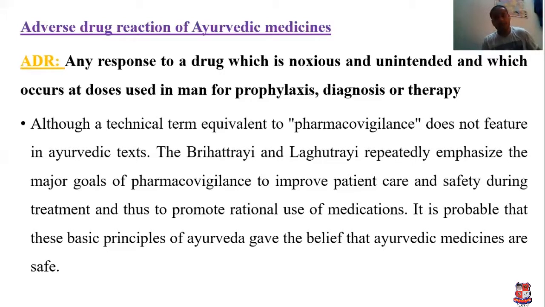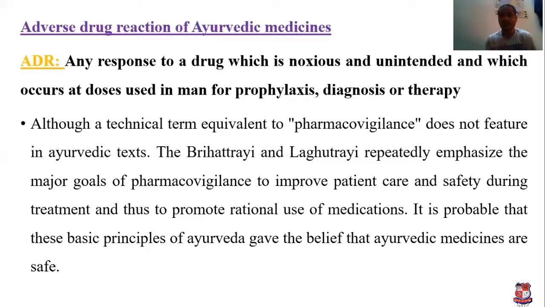Although a technical term equivalent to pharmacovigilance does not feature in Ayurvedic texts, the Brihatrayi and Laghutrayi repeatedly emphasize the major goals of pharmacovigilance: to improve patient care and safety during treatment, and thus to promote the rational use of medications. It is probable that these basic principles of Ayurveda gave rise to the belief that Ayurvedic medicines are safe. Now, by knowing the pharmacovigilance of a drug, we can improve patient care and safety during treatment, and we can promote the rational use of medicine.